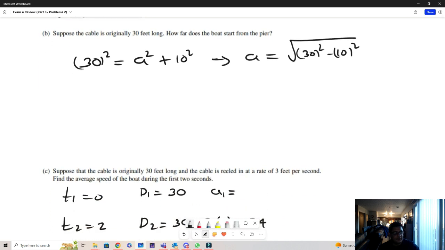And so this is what we have, that it was originally from the pier. That was what we're going to use here in A1. Let me calculate that. So this is 900 minus 100, right? So it's the square root of 800.